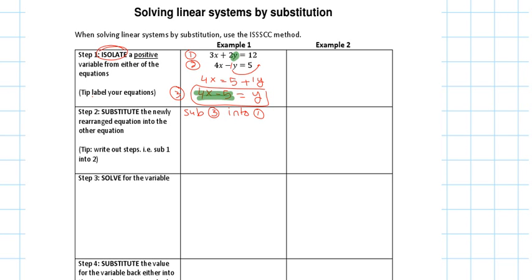So 3x plus 2, multiplied by 4x minus 5, equals 12. Do you guys see what happened? I removed that y, and I replaced it by its value. Are we okay with this?